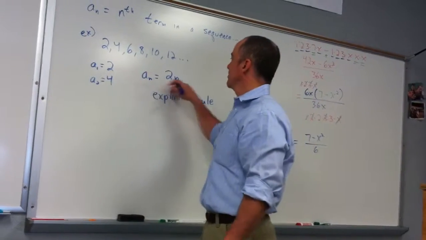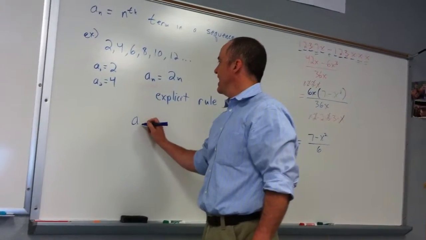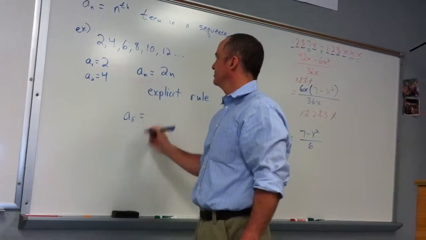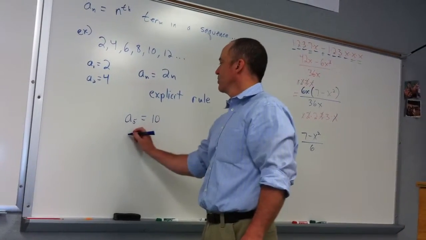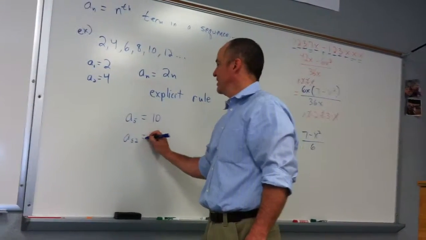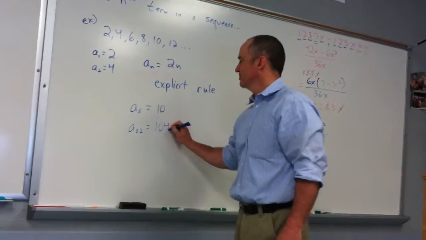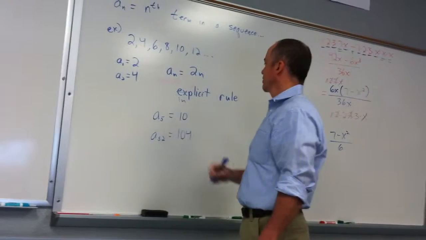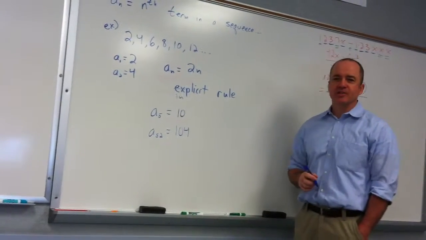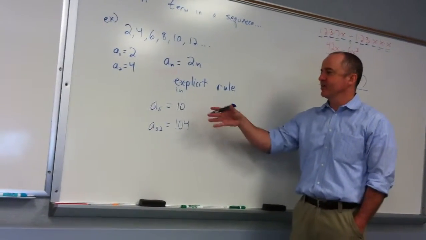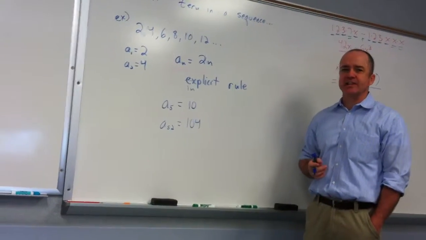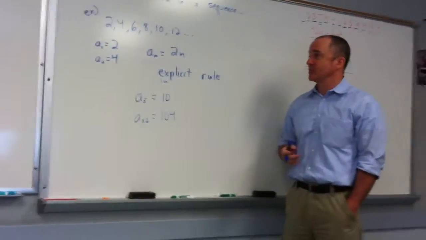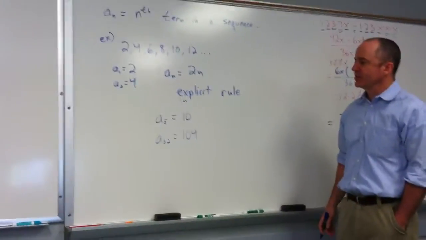Following this rule, what would a sub 5 be? 10. What would a sub 52 be? 104. Okay, so using this rule, you can quickly determine the nth term in any sequence, if you can see the pattern. Some patterns are easier to see than others. We'll talk about two in general today.